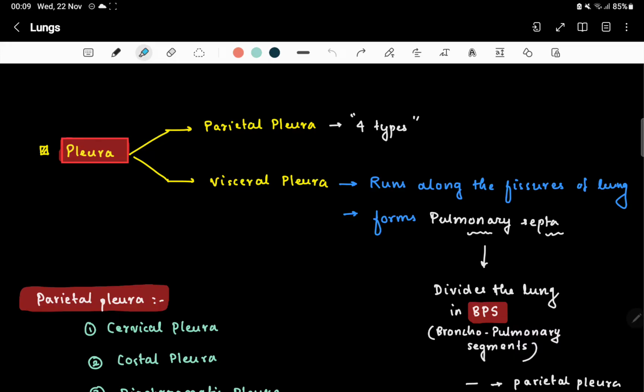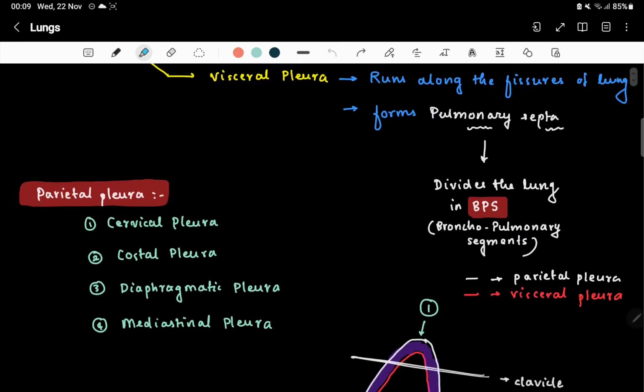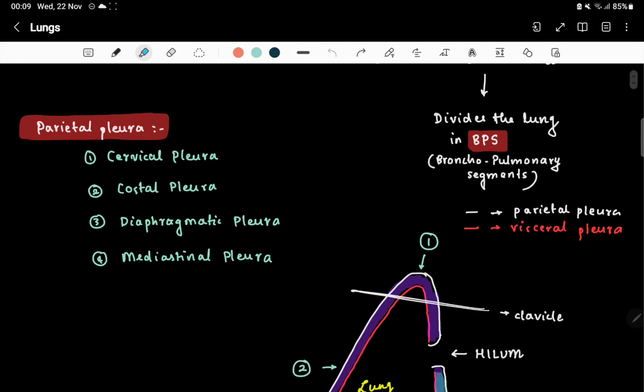So let's come to the pleura. Pleura is the covering of the lung. We have the parietal pleura, which has 4 types, and the visceral pleura, which runs along the fissures of the lungs and forms the pulmonary septa, which divide the lung into your bronchopulmonary segments. We'll talk about the bronchopulmonary segments later.